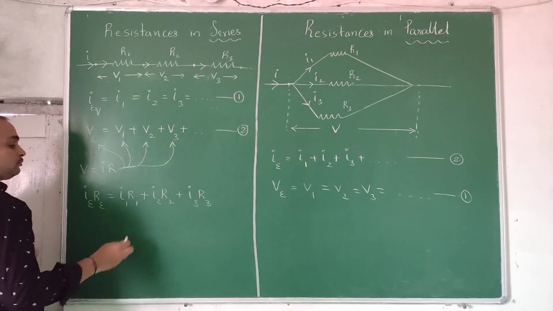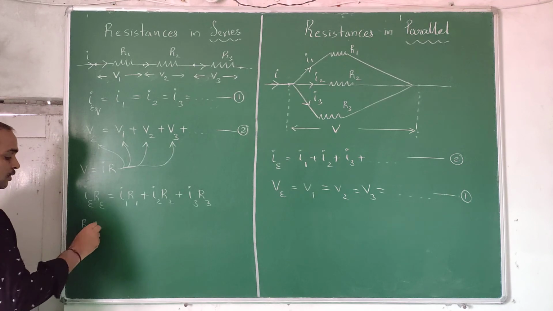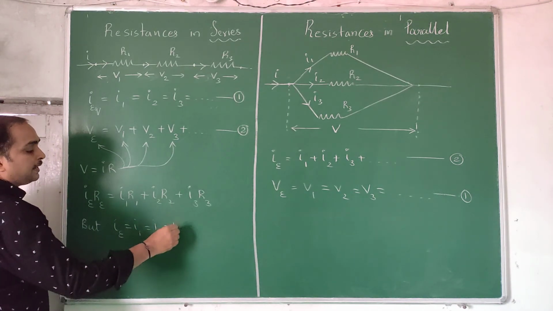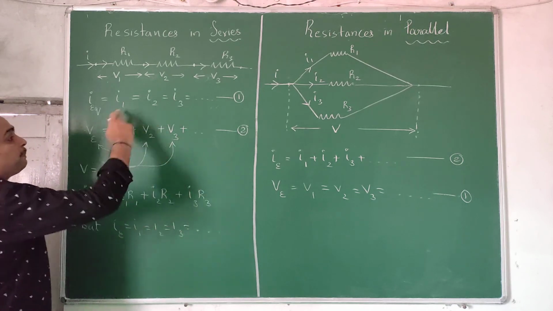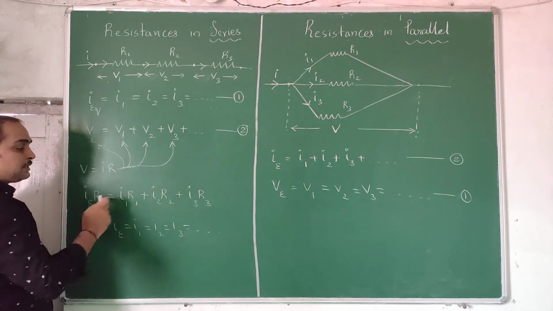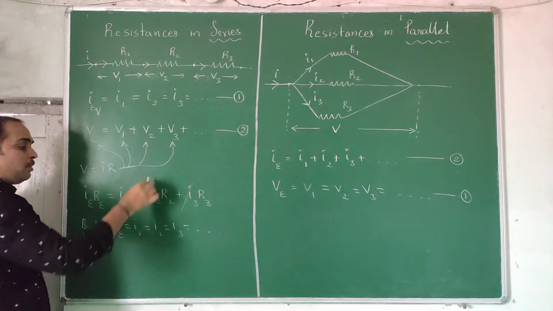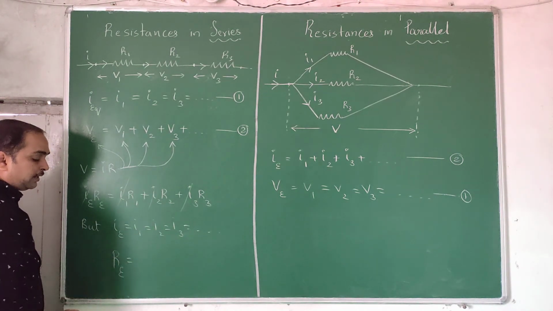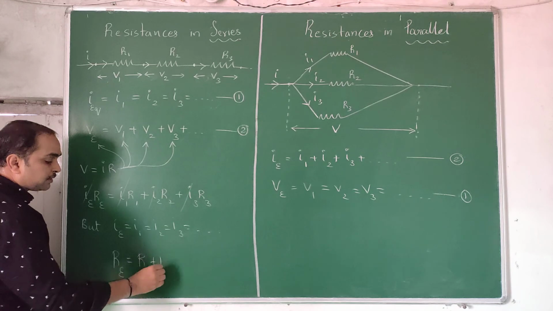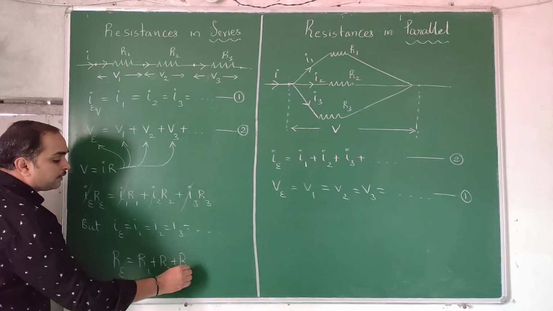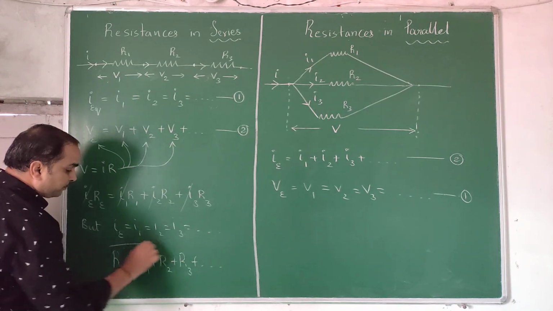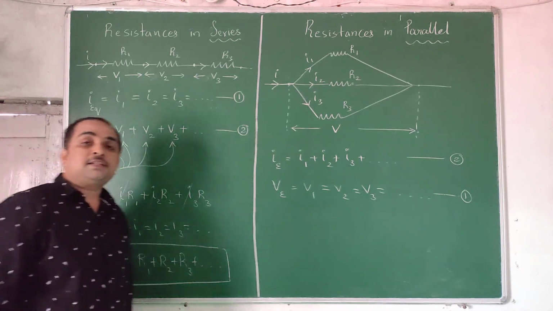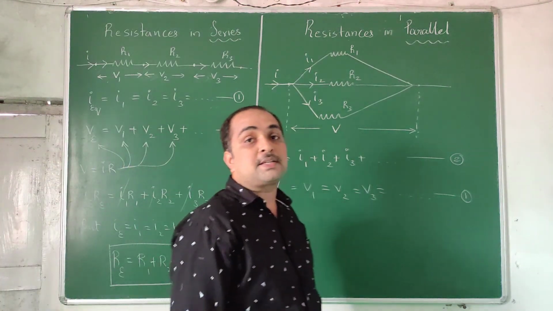But I equivalent is equal to I1 is equal to I2 is equal to I3, as per the definition. Current is the same. So this current, whatever is there in LHS and RHS, is common and cancelled. So we get resistance equivalent in series is R1 plus R2 plus R3, direct addition. Equivalent resistance is equal to the sum of the individual resistances.